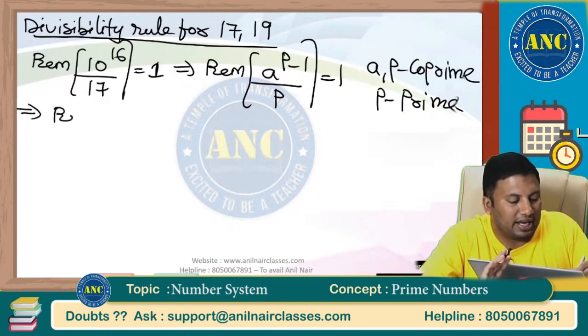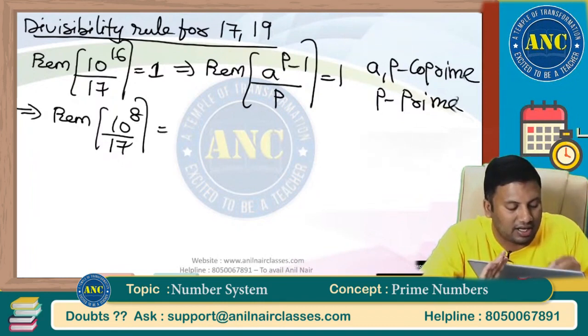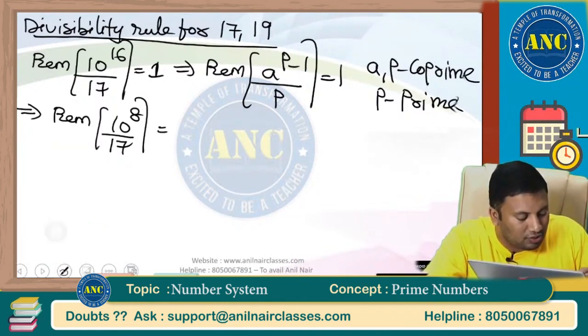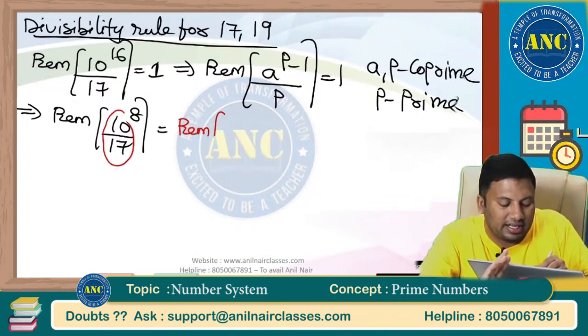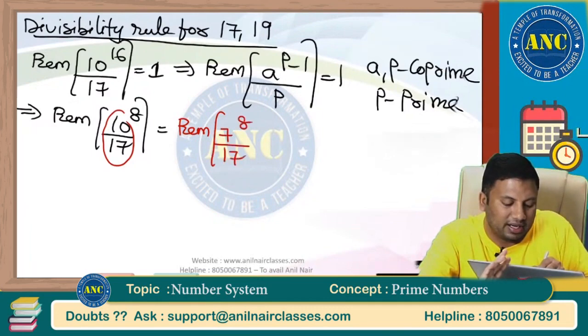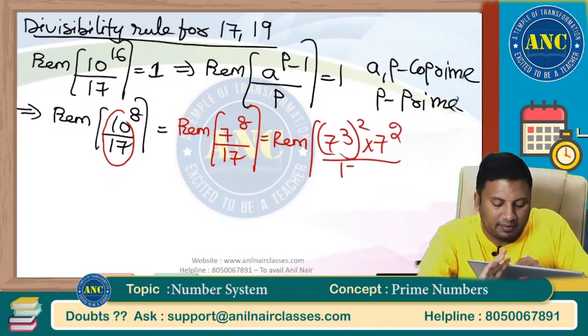Now, if I take 10 power 8 divided by 17, 10 power 8 squared is 1. X squared is 1, so X could be plus 1 or minus 1. Let us do it one by one by using negative remainder. 17 ones are 17, so the negative remainder is minus 7. 7 power 8 divided by 17 is nothing but 7 cube whole square into 7 square divided by 17.